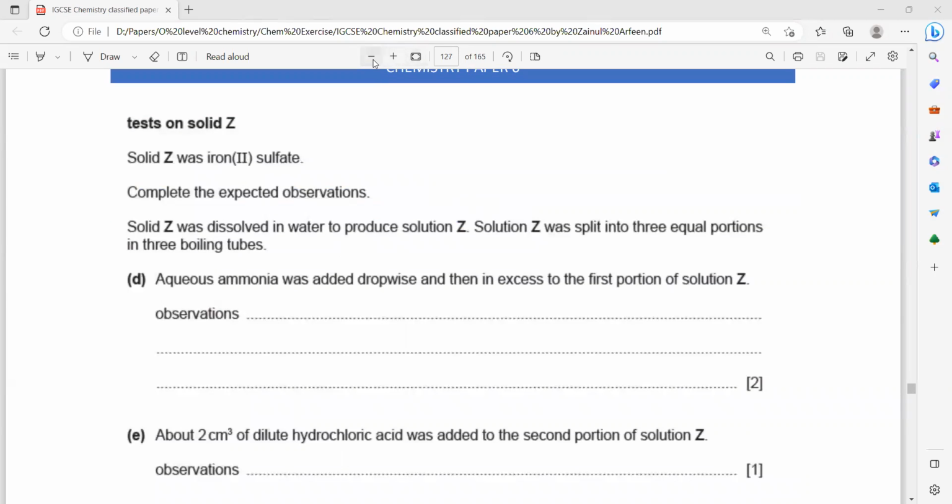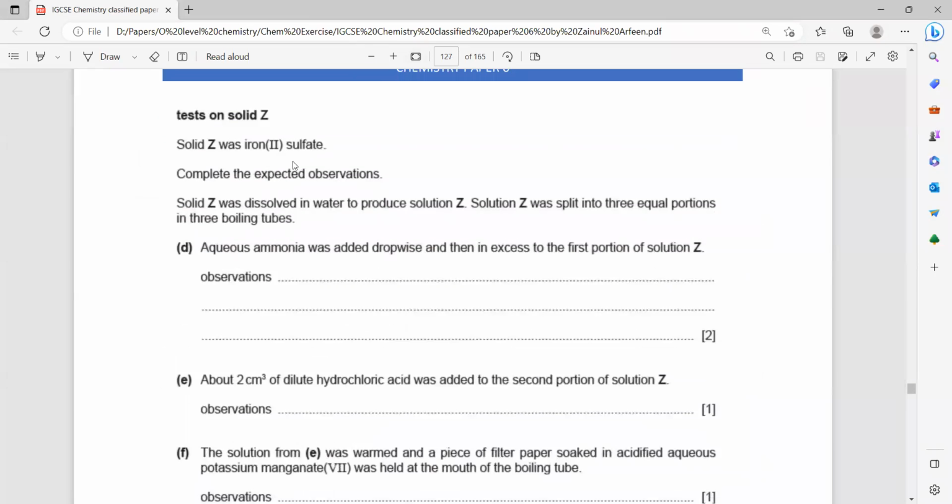Then another test on solid Z. Solid Z is iron(II) sulfate, so they already mentioned that there is an iron(II) ion and a sulfate ion. Solid Z was dissolved in water to produce solution Z, and solution Z was split into equal portions. In the first one, aqueous ammonia was added dropwise and then in excess.